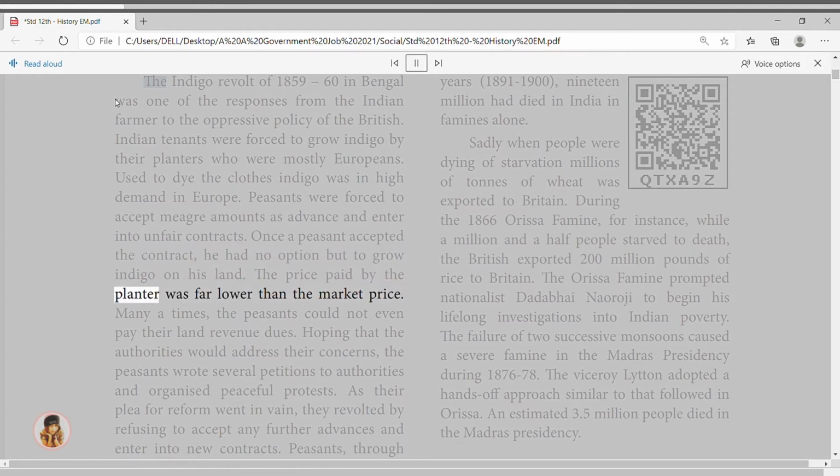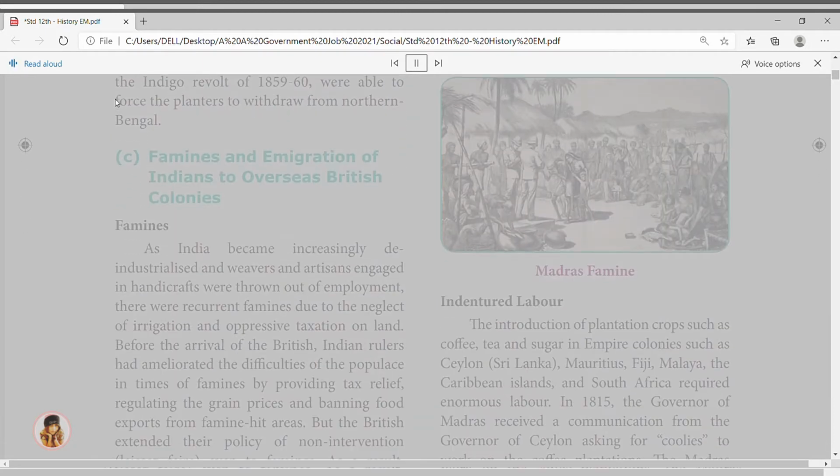The price paid by the planter was far lower than the market price. Many a times, the peasants could not even pay their land revenue dues. Hoping that the authorities would address their concerns, the peasants wrote several petitions to authorities and organized peaceful protests. As their plea for reform went in vain, they revolted by refusing to accept any further advances and enter into new contracts. Peasants, through the Indigo Revolt of 1859–60, were able to force the planters to withdraw from northern Bengal.